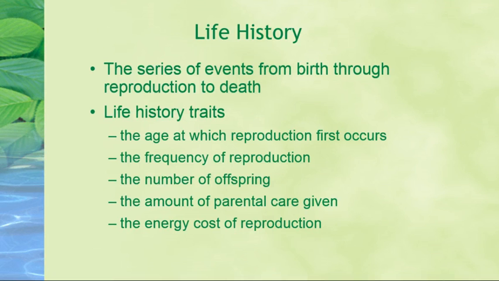The frequency of reproduction, multiple times a season, one time a season. Are there multiple seasons in a year? Is there one season in a year? The number of offspring, do you have 1,000 offspring at a time, or do you have one? How much parental care is given, because that's going to determine survival of the offspring, and also the frequency of reproduction. Higher rates of survival, but lower rates of reproduction. And then what is the actual cost of reproduction? Those are all things that go into this.